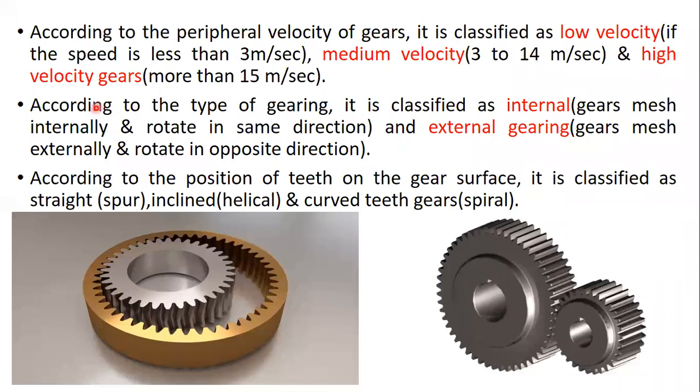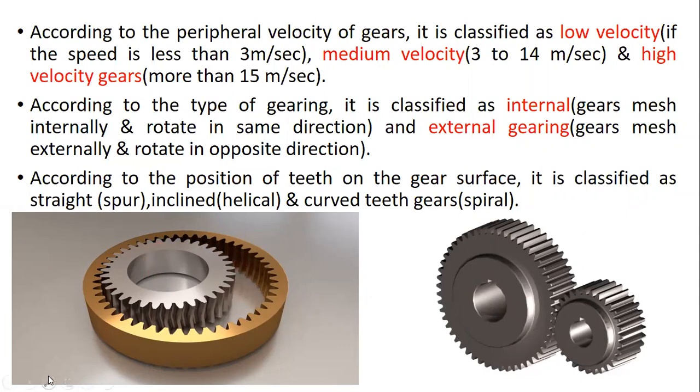And the next classification is according to the type of gearing. In this, two types of gearings are done. One is internal gearing, the other one is external gearing. The figure which you are seeing below is an internal gearing and this is an external gearing. Internal gearings are where the gear meshes are internal and both will rotate in the same direction.